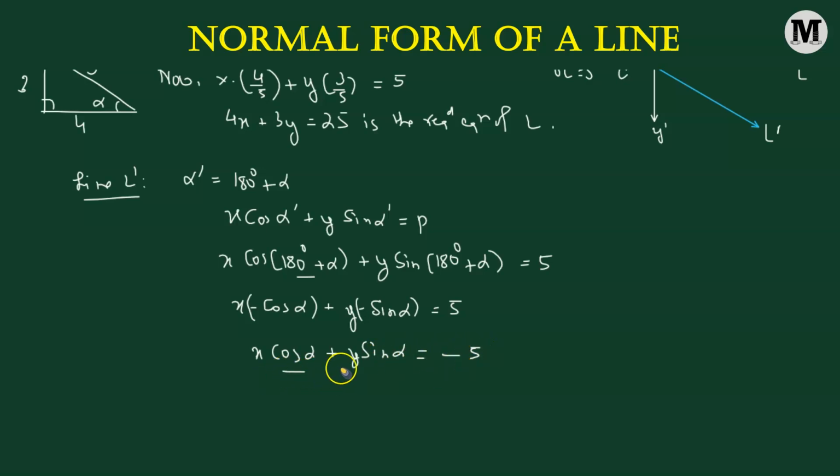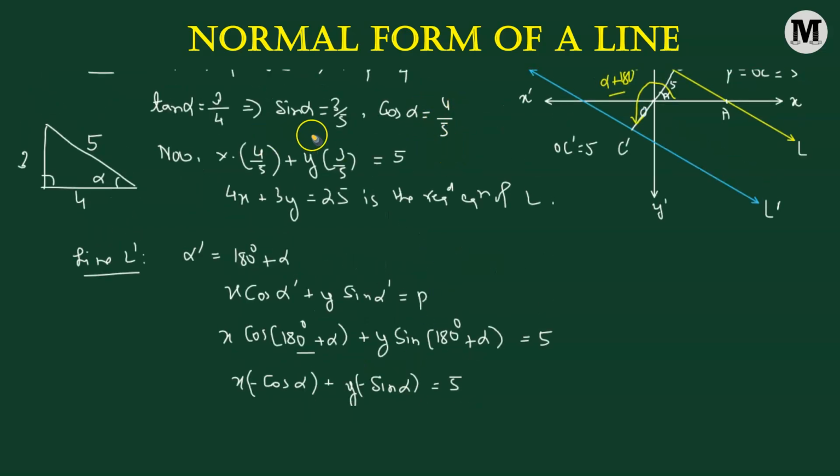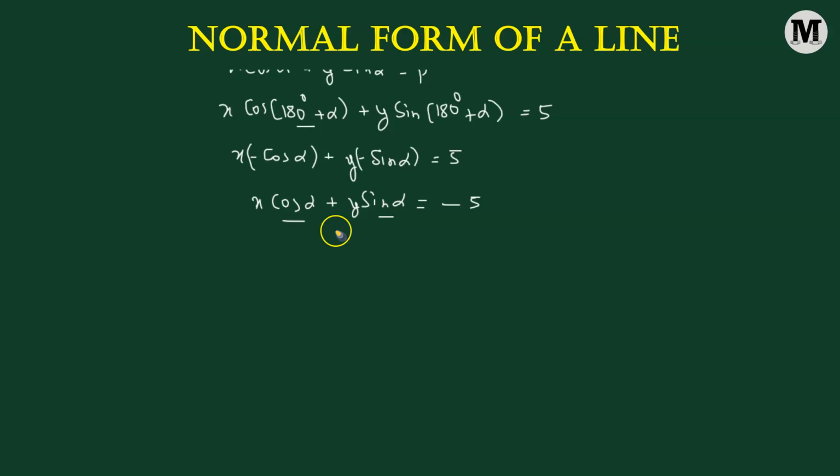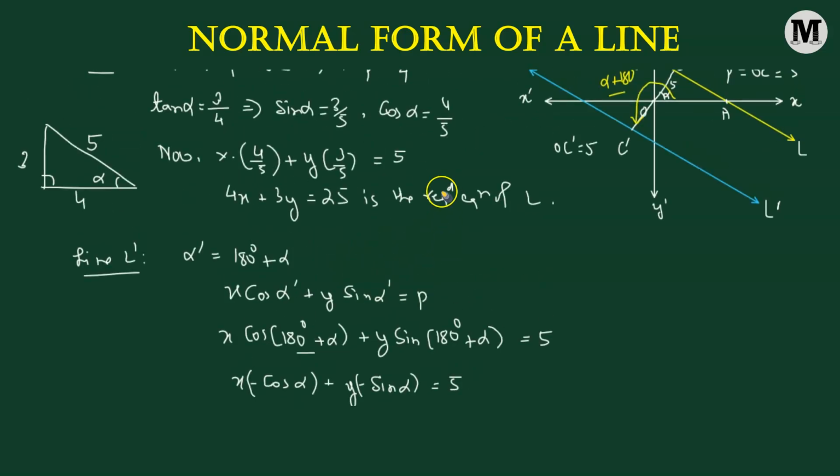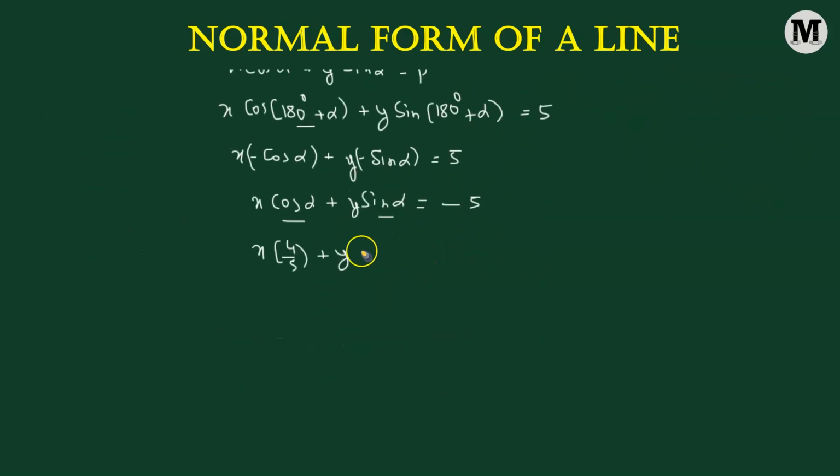We have already obtained the value of cosine alpha and sine alpha. Cosine alpha came out to be 4/5 and sine alpha is 3/5. Let's use these values. So x times 4/5 plus y times 3/5 is equal to -5. Multiplying throughout with 5, we get 4x plus 3y equals -25. So this is going to be the equation of L prime.